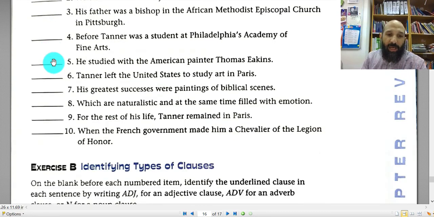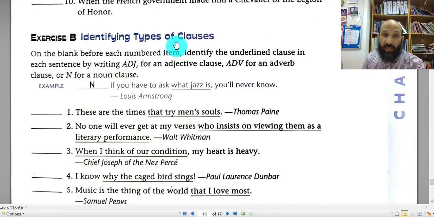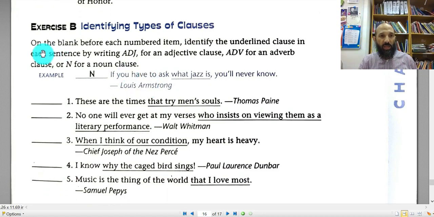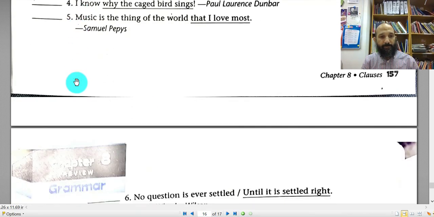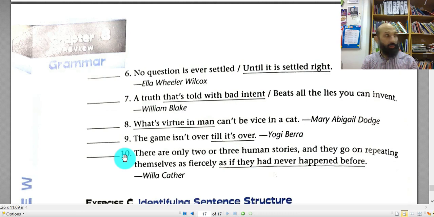Now, identifying types of clauses. This is the meat and potatoes. This is really the one that you need to give the most attention, because this tests everything that you have learned in this chapter. On the blank before each numbered item, like these, and on the flip side of the page as well, identify the underlined clause in each sentence by writing ADJ for an adjective clause, ADV for an adverb clause, or N for a noun clause. The rest of them are here. There are 10 of them.